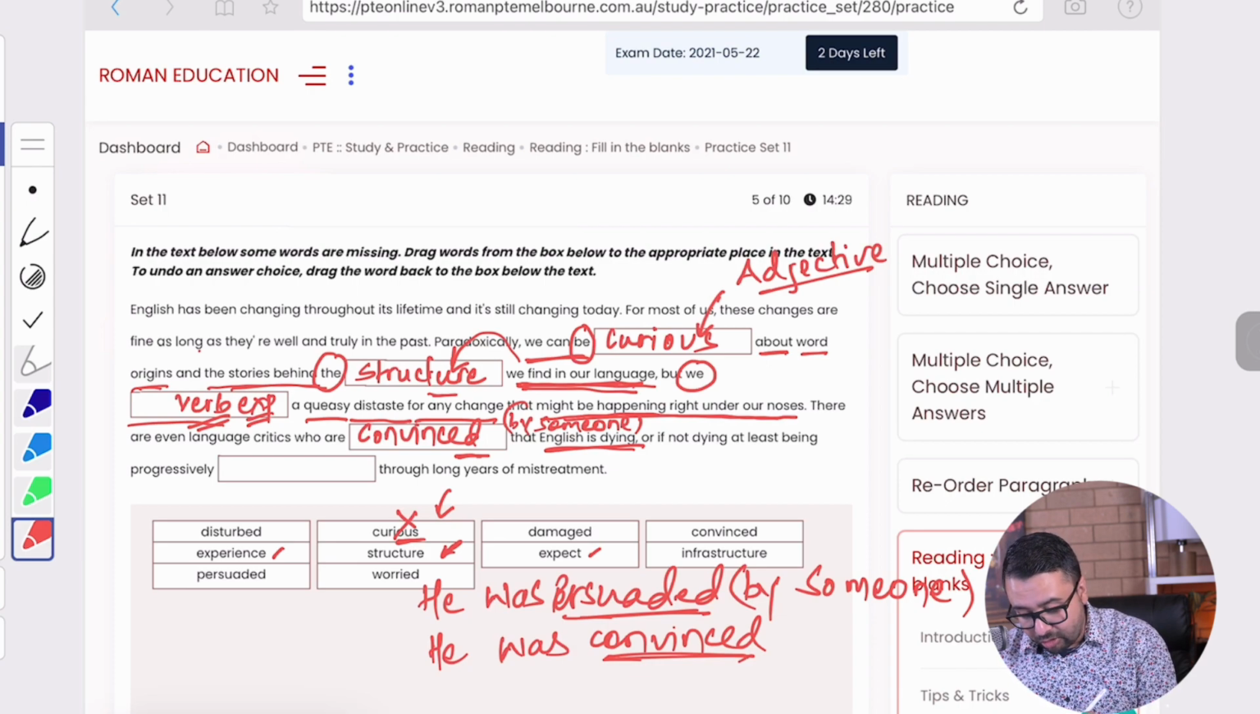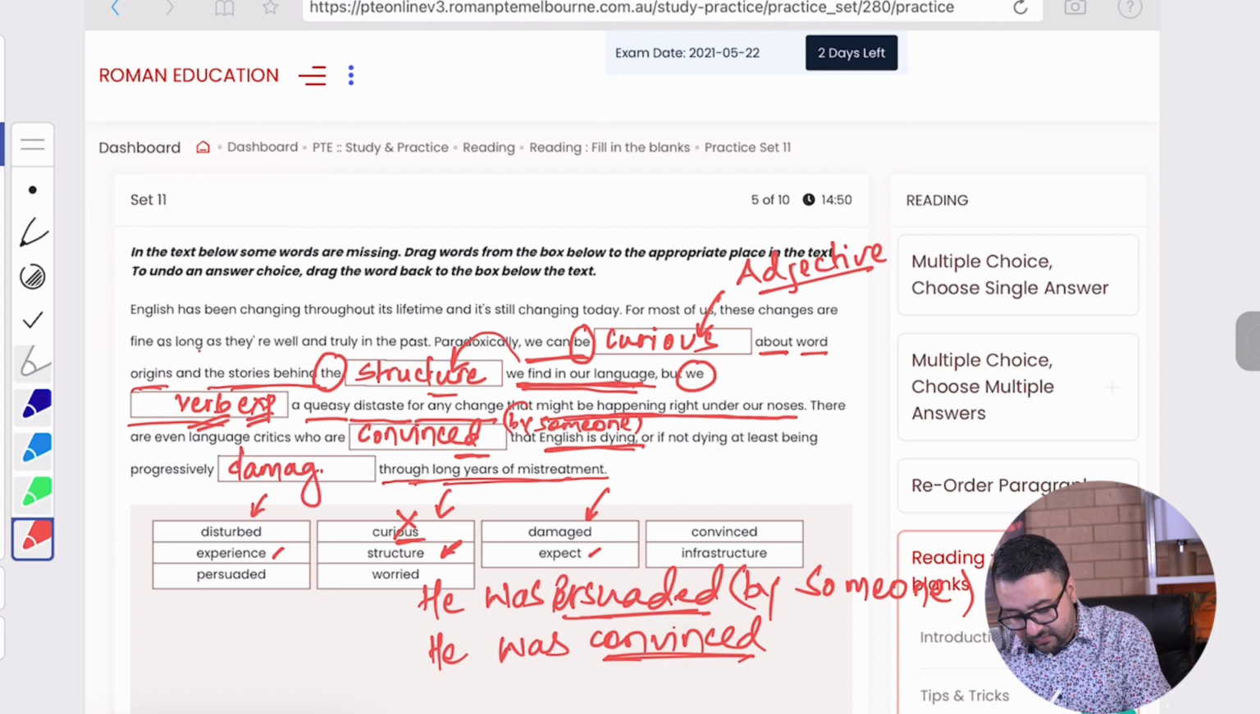If we look at all the options here, there are two words which have negative meaning, disturbed and damaged. And if we think about the sense, then we can see damaged makes more sense here, because it says through long years of mistreatment. So if you are mistreating something, it's more likely to be damaged. So that would be the answer for this one.